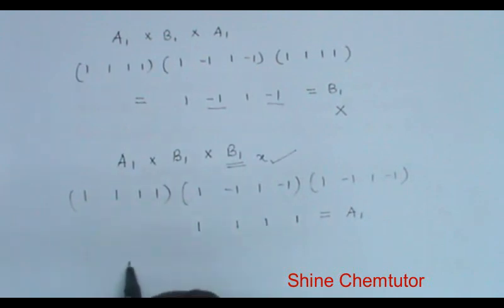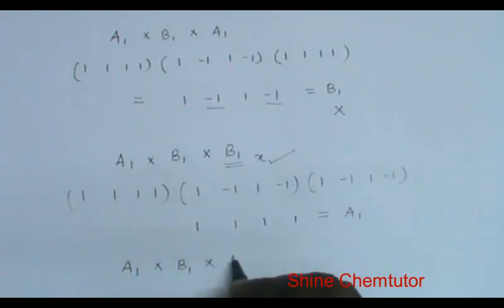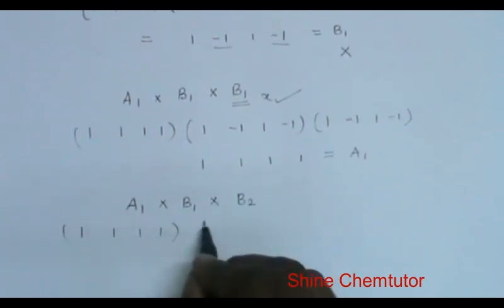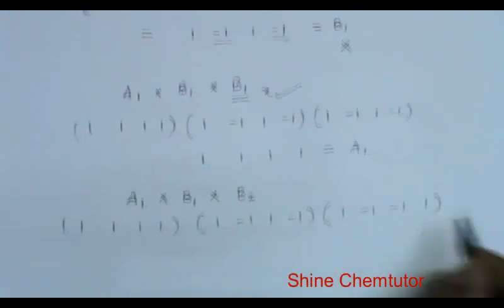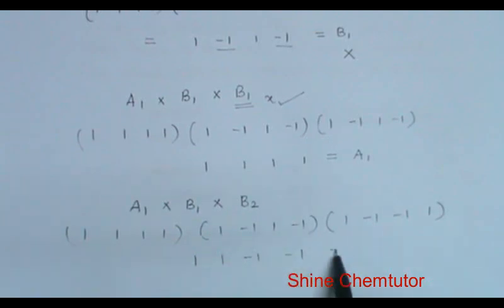Let us go for the next one also. A1, B1. For Y, it is B2. So I go for that. The characters will be 1, 1, 1, 1; 1, minus 1, 1, minus 1; and for B2, 1, minus 1, minus 1, 1. If I multiply, what I get is 1, plus 1, minus 1 and minus 1. This is nothing but A2. I don't get the totally symmetric irreducible representation. That means the polarization along the Y axis will be zero. So the answer is X.